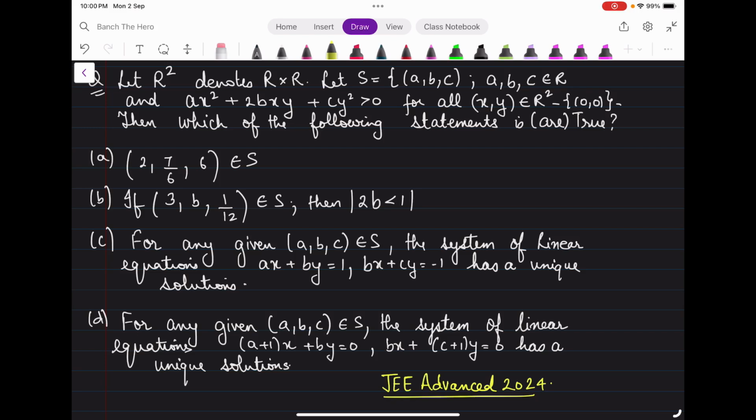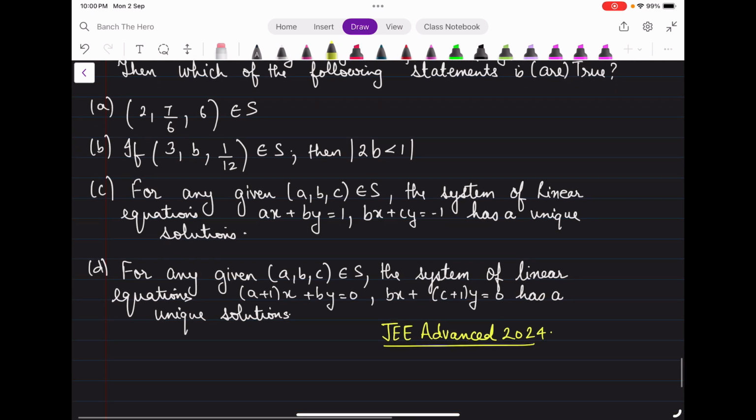So in this series of video lectures, our next question is: let R square denote R cross R. So basically R cross R is the Cartesian plane, right? And S is a set denoted here as an ordered triplet (a, b, c), where ax square plus 2bxy plus cy square is greater than 0 for all (x, y) belonging to R square, except (0, 0). So already he has excluded this point (0, 0) because (0, 0) is not satisfying this inequality. Then which of the following statements are true?